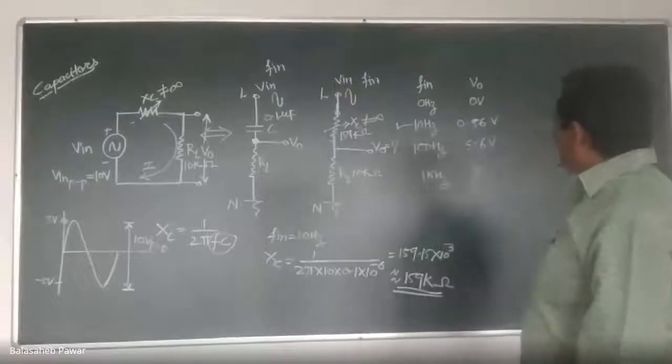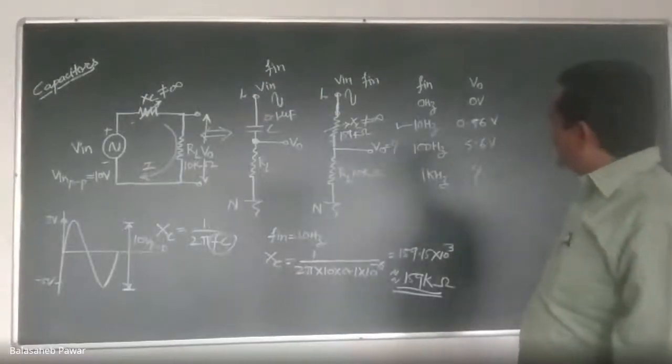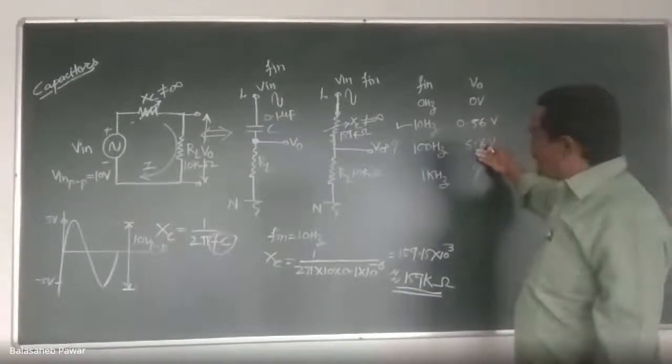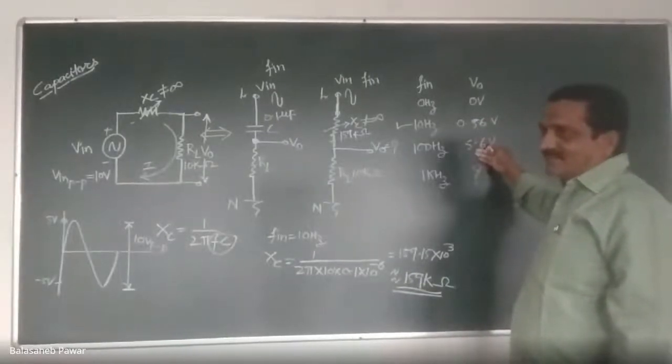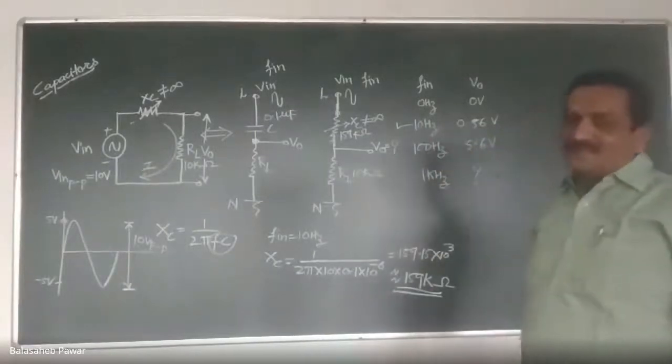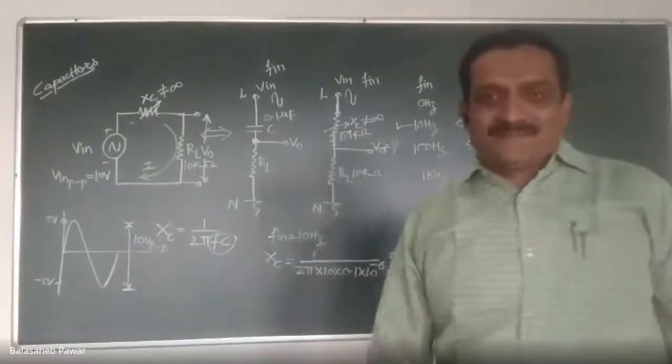Decrease. How much? 0.056. No. How will it be 0.056? Initially it was 0.56. Later on it increases to 5.6. We are increasing the frequency from 100 hertz to 1 kilohertz. 1 K means 1000 hertz.